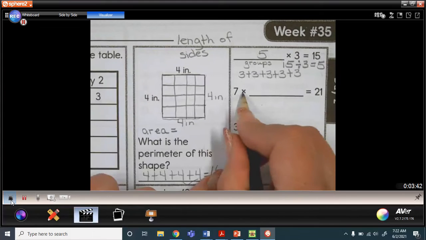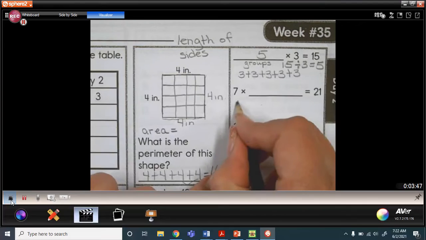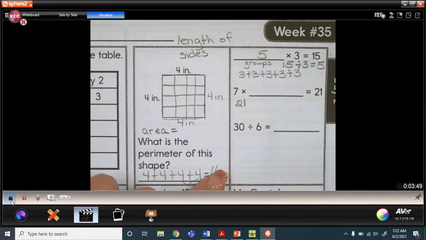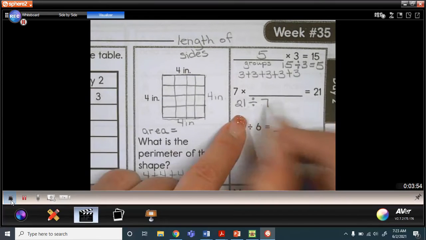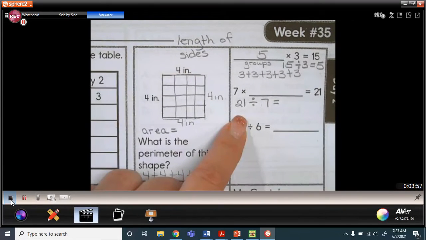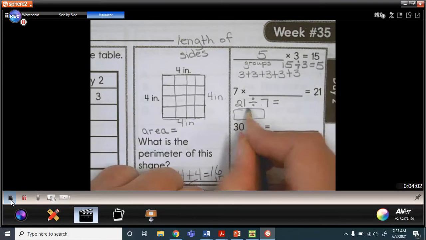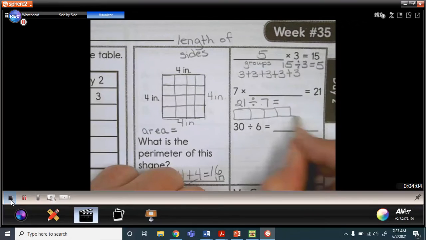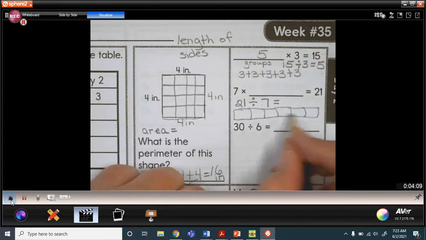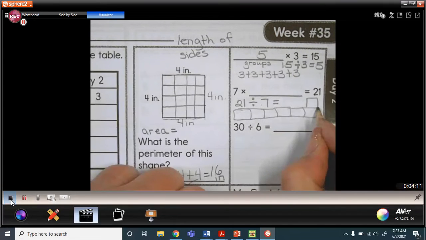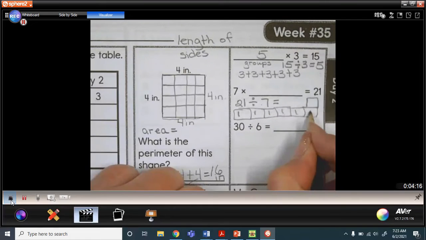It says 7 groups of what number equals 21? Well, I can also do what I just said. I can use division. If I take 21 and put it into 7 groups, how many will go in each group? Well, if I have 7 groups, and one more, 1, 2, 3, 4, 5, 6. I'll put one more up here. That's 7. So I go 1, 2, 3, 4, 5, 6, 7.